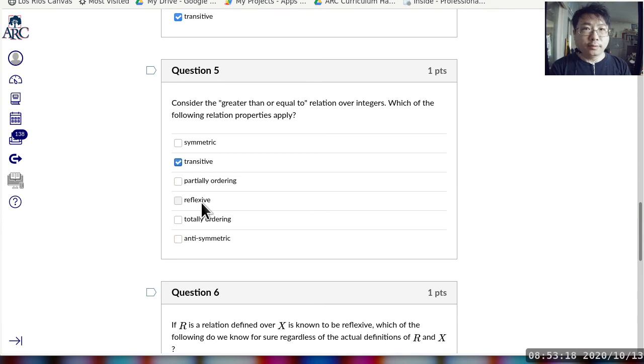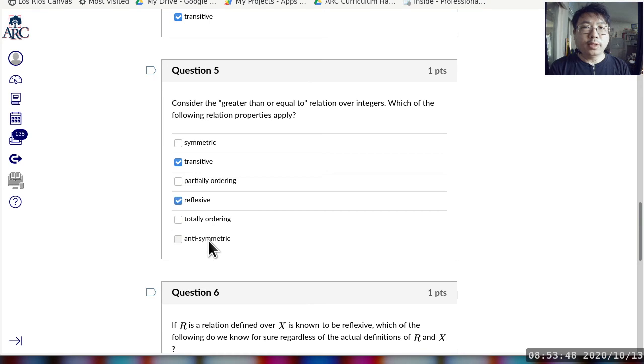It is reflexive, okay? Even though there's a greater than here, there's also an or equal to, right? So for any integer, let's pick a particular integer. Let's pick 14, okay? So the question is, is 14 greater than or equal to itself? Yeah, 14 really is greater than or equal to itself, so it is reflexive. We can't answer totally ordered yet.